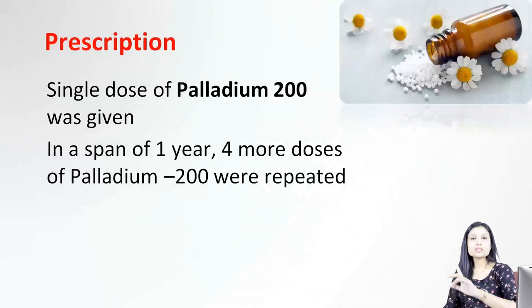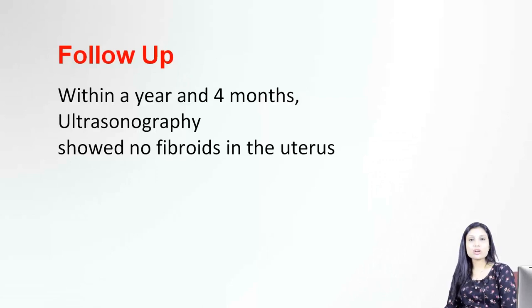So a single dose of Palladium 200 was given. In a span of 1 year, 4 more doses of Palladium were repeated in the 200th potency. Within a year and 4 months, the ultrasonography showed no fibroids in the uterus. She was completely cured only with a few doses of Palladium.